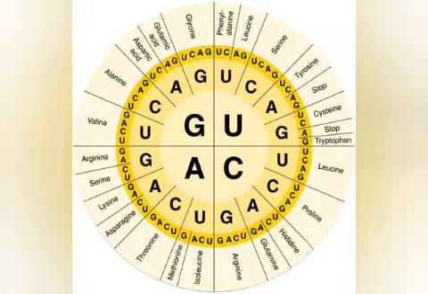Next, come to the third characteristic. The genetic code is non-overlapping. The codons in the mRNA are read in successive groups of 3 nucleotides in the direction of 5' to 3'.